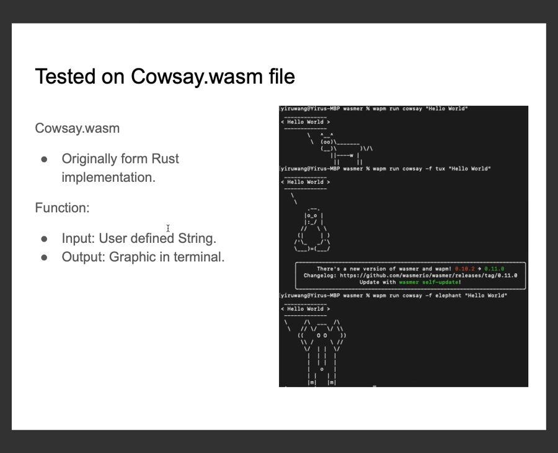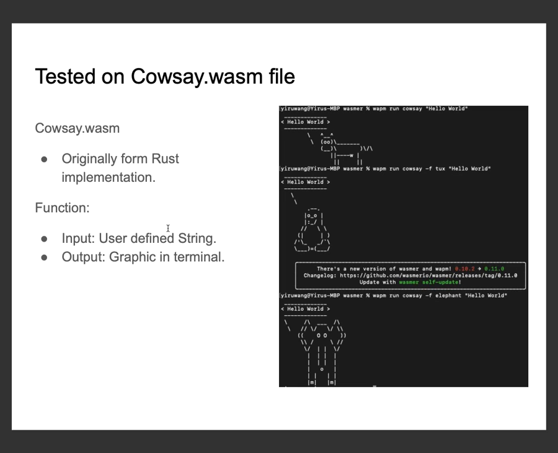So this is a cowsay file. You can see that's the outcome. What you do is import a string, for instance, hello world, and you choose the characters, lovely characters, and it will output the character seen in the terminal. This is used for Wasmer, and you can see there's a new version of Wasmer, which I just updated last week, and there's a new version already existing.